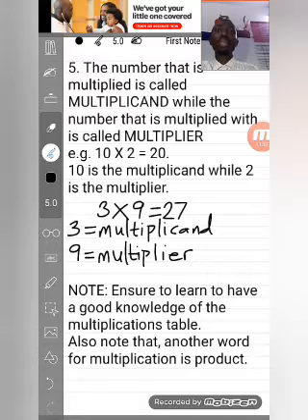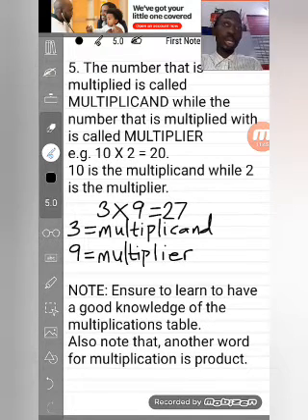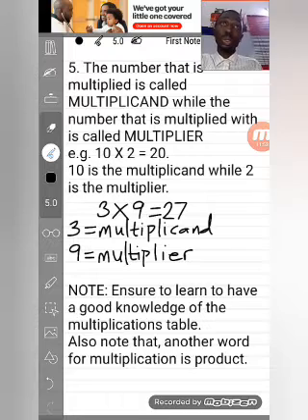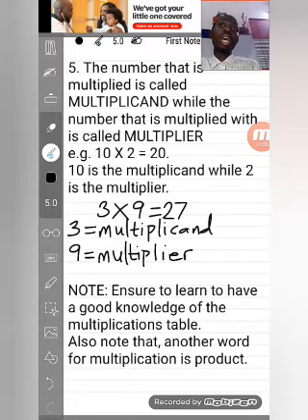When you have a good knowledge of the multiplication table, you have a sure hope of getting your answers right when you are doing multiplication questions or questions based on multiplication. And also note that another word for multiplication is product. So sometimes they might not tell you to multiply or find the multiplication of this and this. They might tell you to find the product of this and this.